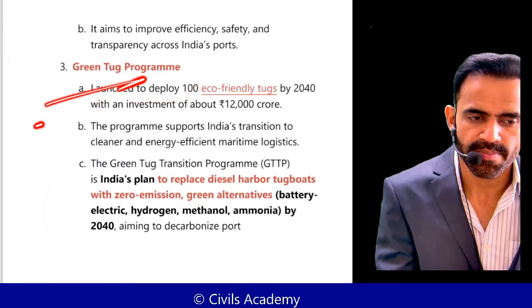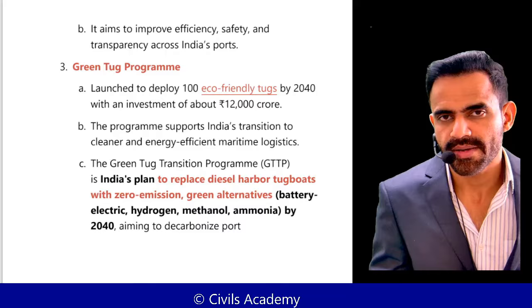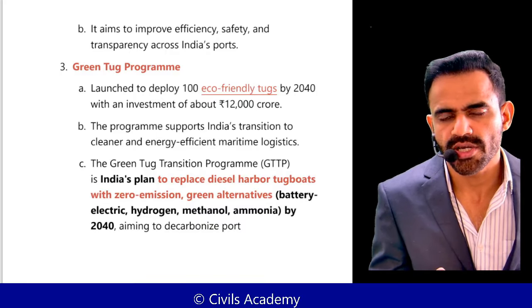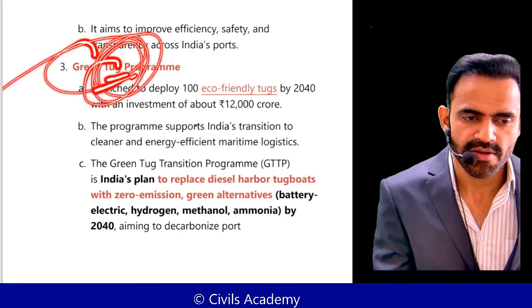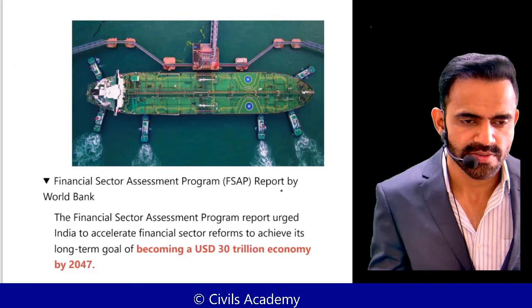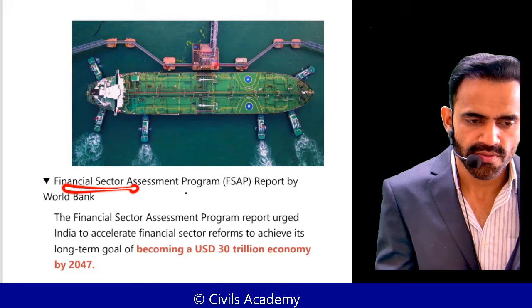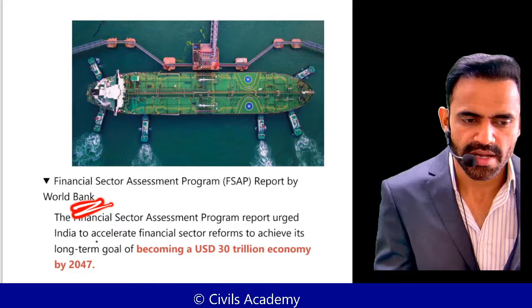Okay. Now, what examiner can do? Examiner can set a trap that as a part of this initiative, we are going to do something related to tree plantation, just because there is a green. But understand the meaning of this term, tug. That's everything is self-explanatory. Next is related to financial sector assessment program, and this is a report by World Bank.